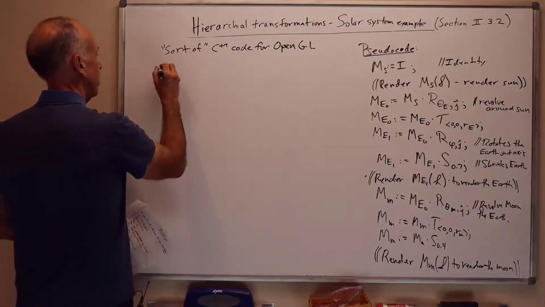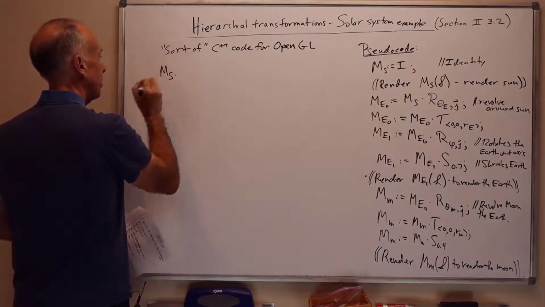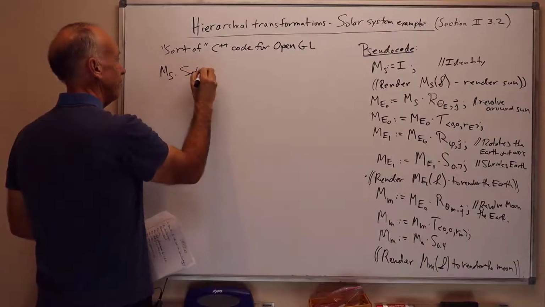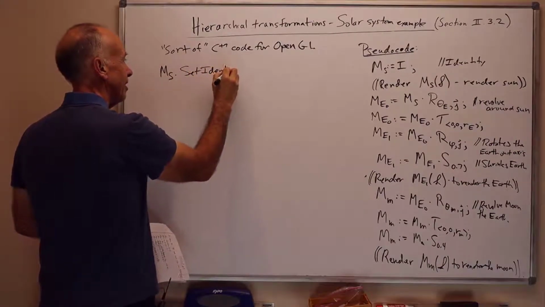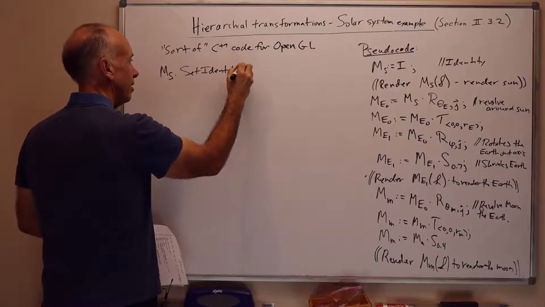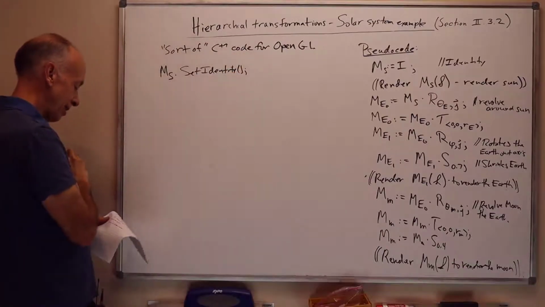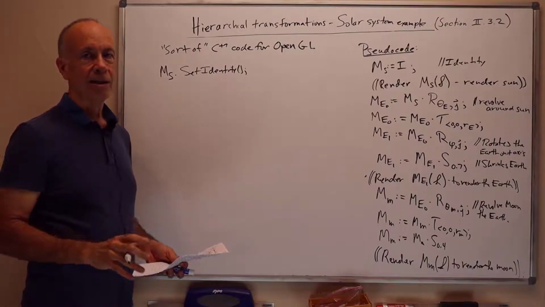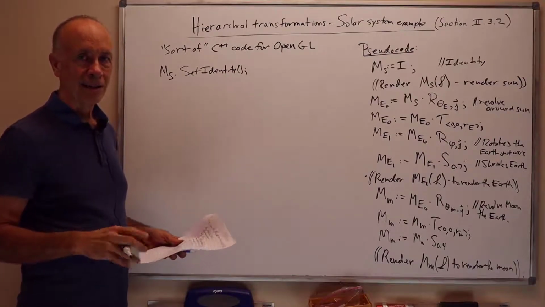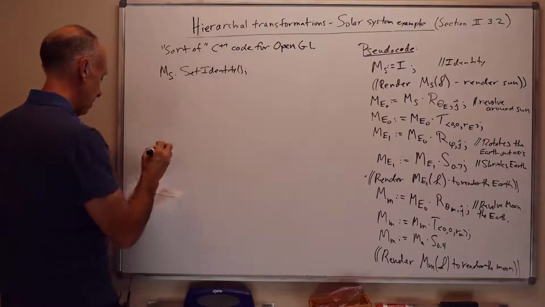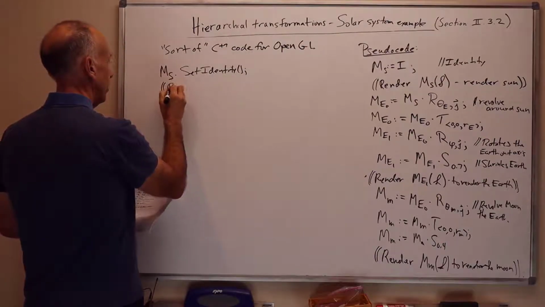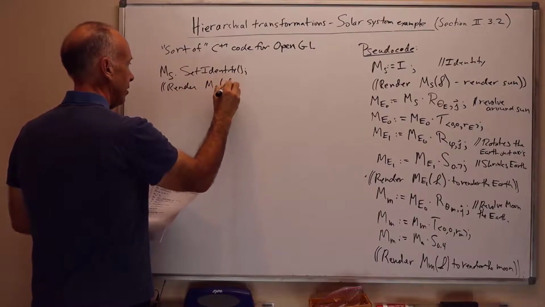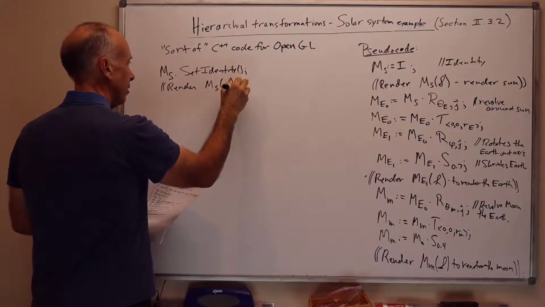So the first thing is I'll say M sub S, I'll use this as if it were a variable name, and we'll just say set identity. So this takes the matrix M sub S and makes it into the identity matrix. This is a 4x4 matrix for homogeneous coordinates, which is the identity matrix: 1's on the diagonal and 0's everywhere else. Now at this point, we render M sub S of S. I'm not going to write the OpenGL code for that at the moment.